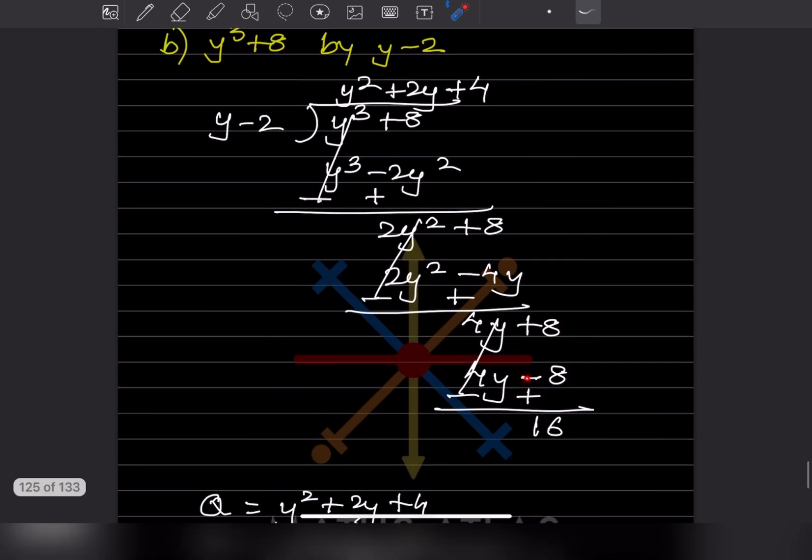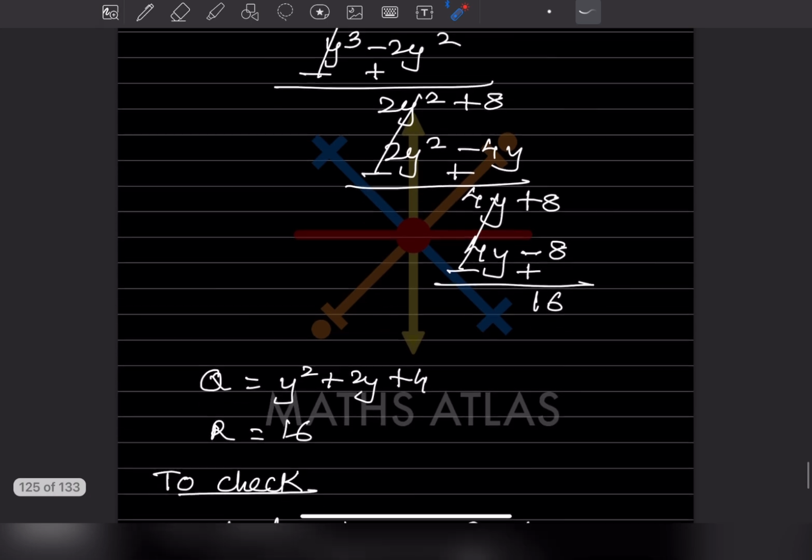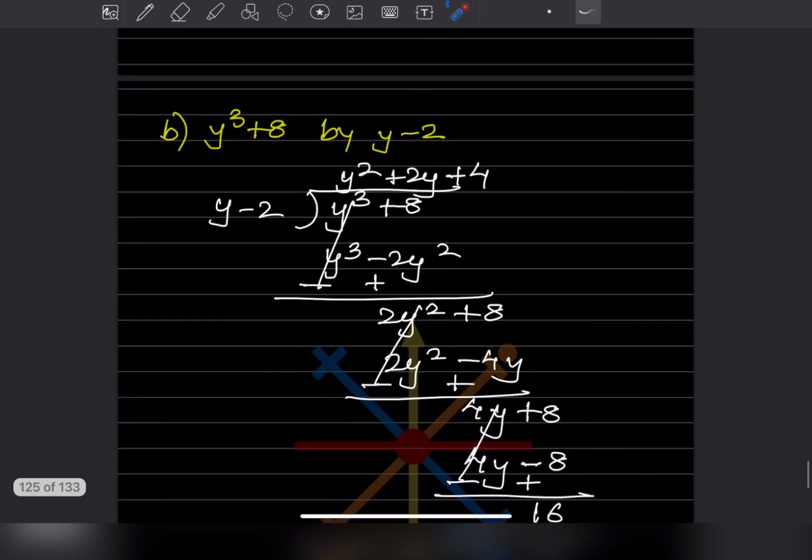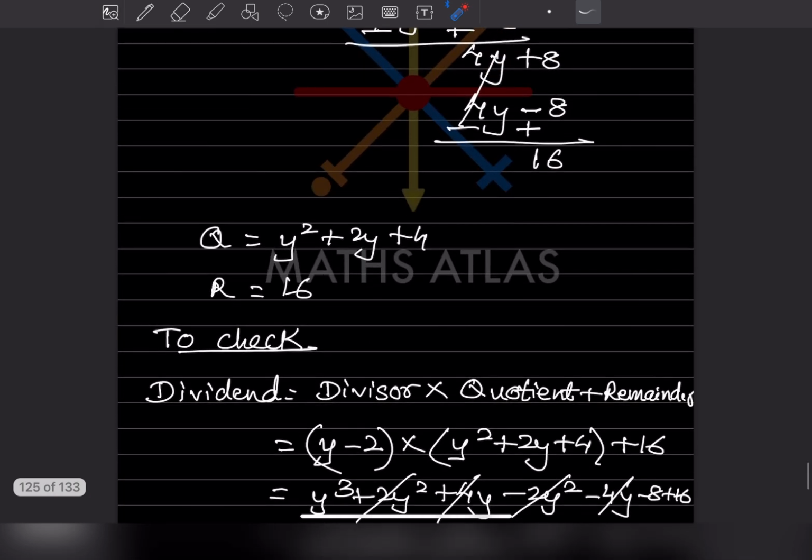So be careful, because here is minus. You are not going to cut it, because we have changed the sign for this one. We are going to change the sign for this as well. So this step is very important. So now here the quotient is y square plus 2y plus 4 and the remainder is 16.